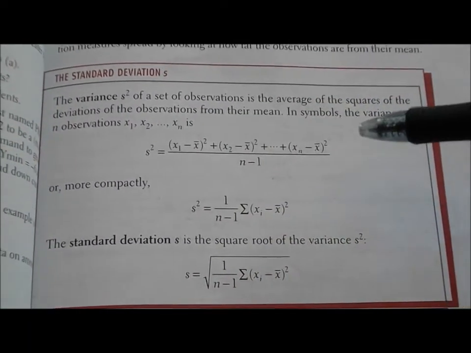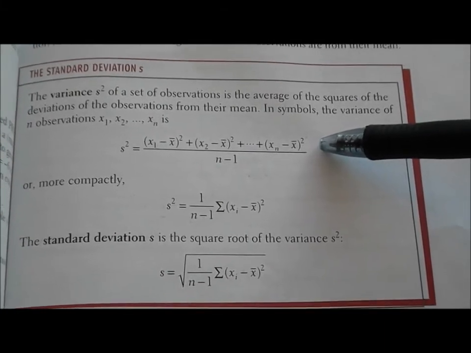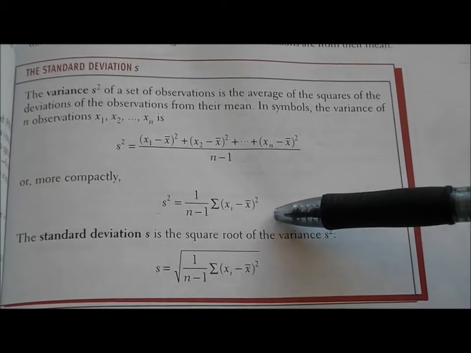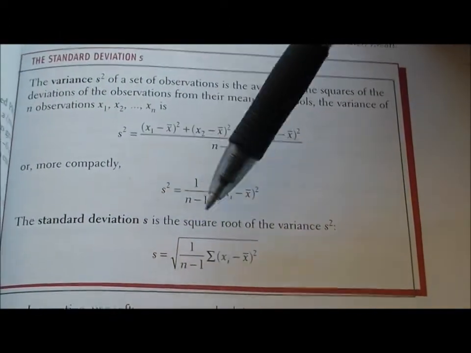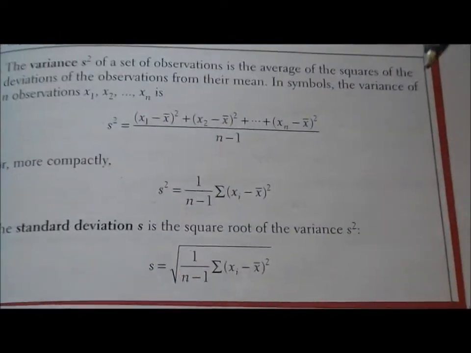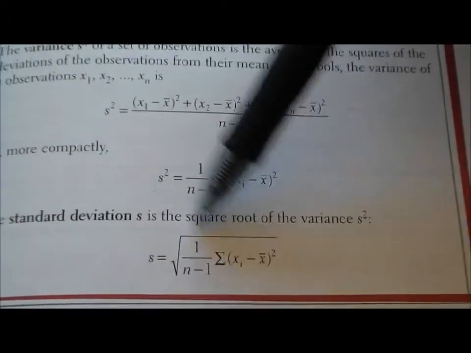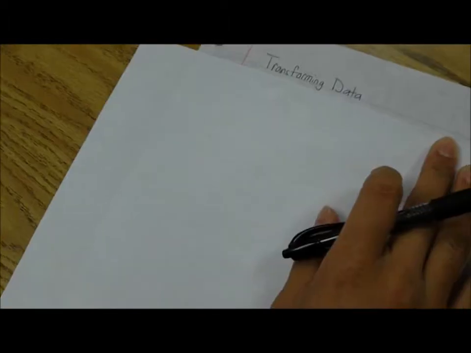And to measure spread, besides using range, you could use the standard deviation, or s. The variance s squared of a set of observations is the average of the squares of the deviations of the observations from their mean. In symbols, the variance of n observations x1, x2, x3, and so on, is given by this equation in a complex form, or a simplified form would be this. Standard deviation, s, is the square root of the variance, s squared, which would be s equals the square root of the variance. Transforming data.